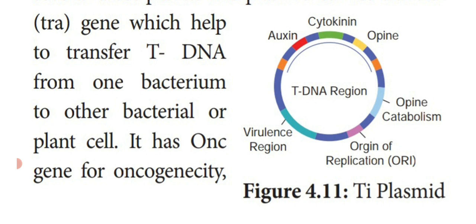One more gene is the tra gene or transfer gene, which carries the T-DNA from one bacterium to another bacterium or plant cell. This Ti plasmid also contains the onc gene for oncogenicity, that means tumor causing or cancer causing gene.